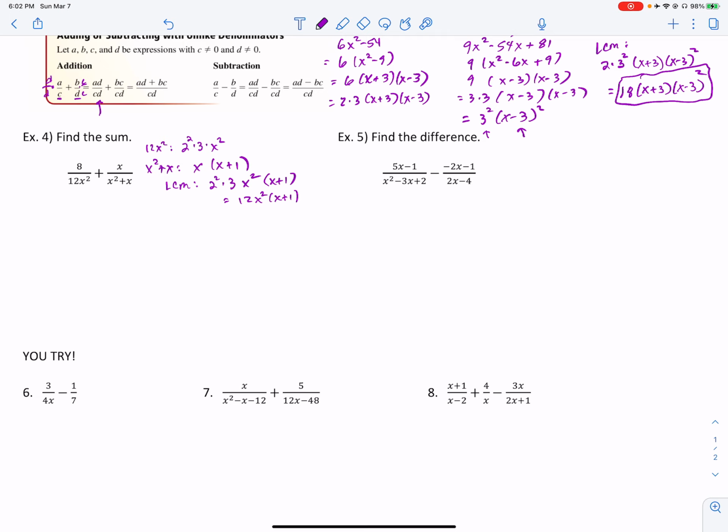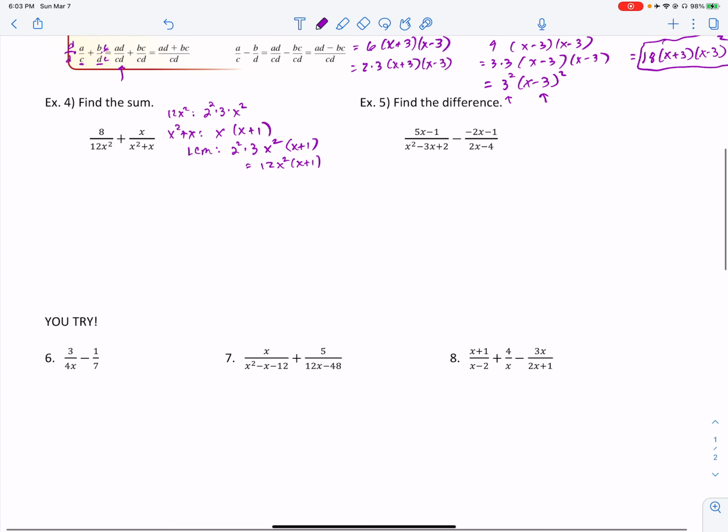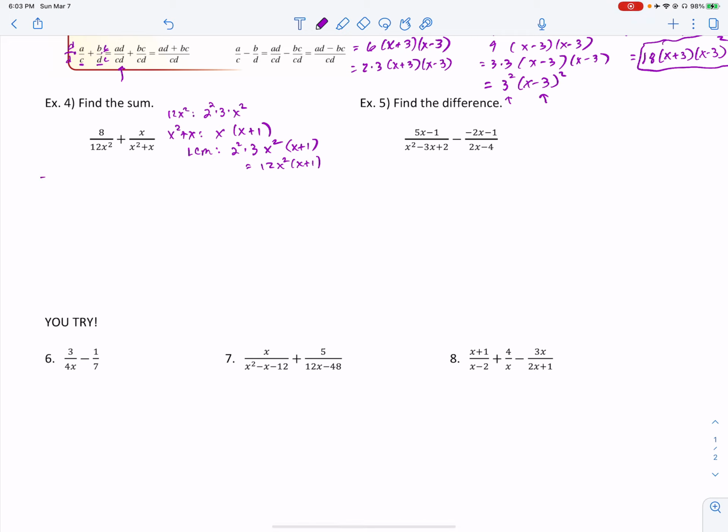So now, I said in the directions, I didn't talk about it, but I said, show what you multiply each fraction by in order to get common denominators. And you're going to need to do that here. So I'm going to model exactly what I want. You won't see this in the book's worked out solutions, but I want it. And so you're going to need to leave some space. We have 8 over 12x squared. And for the least common multiple, it's missing the x plus 1. So you need to take the top times x plus 1 and the bottom times x plus 1.